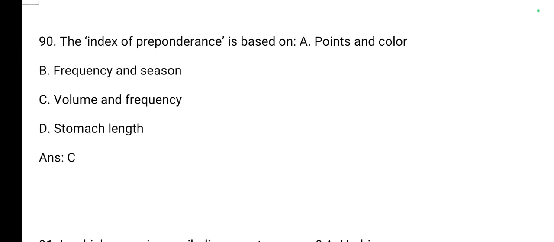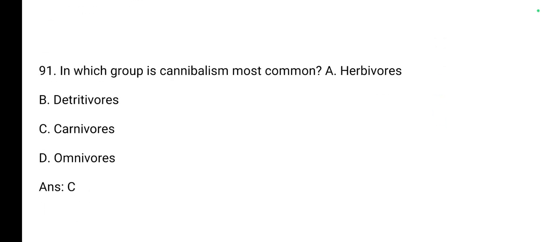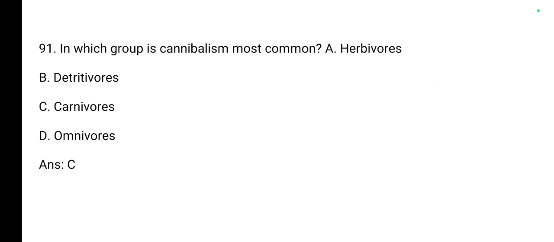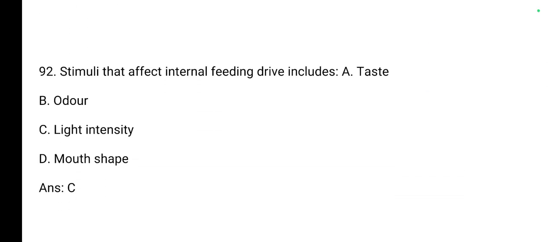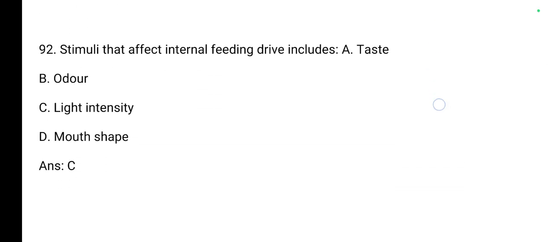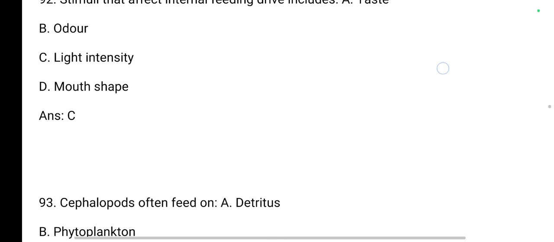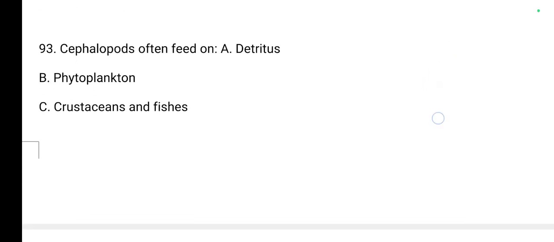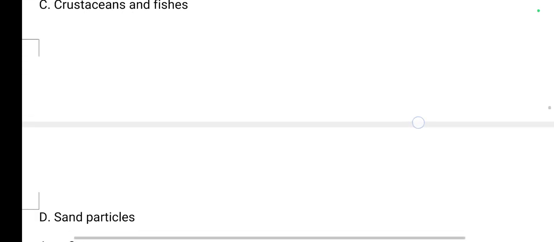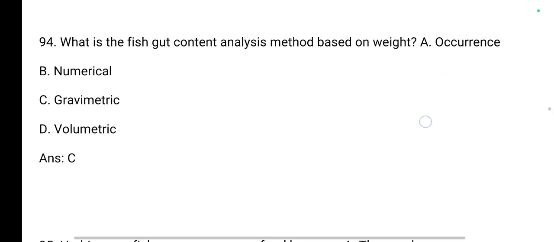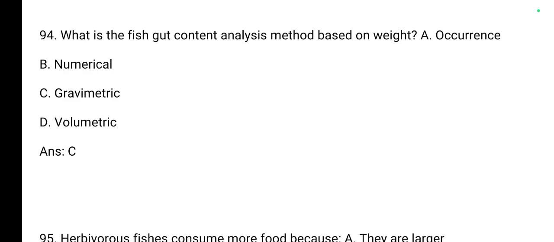The index of preponderance is based on, so it is based on volume and frequency. In which group is cannibalism most common? So it is carnivores. Stimuli that affect internal feeding drive includes, so it includes light intensity. Cephalopods often feed on, so they often feed on crustaceans and fishes. What is the fish gut content analysis method based on weight? So it is gravimetric.